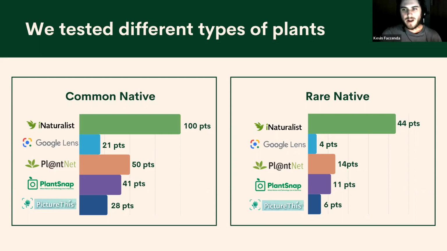But for the rare natives, iNaturalist only got 44 out of 100 points. And the other apps were really scraping the bottom with the rare plants. So the take home here is that these apps perform substantially better on common native plants compared to rare native plants, and that pattern should hold across the other groups too. So the next slide.